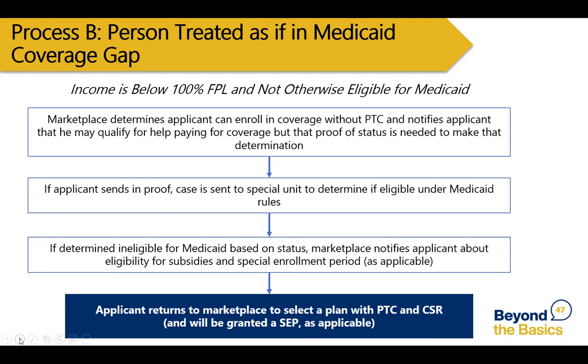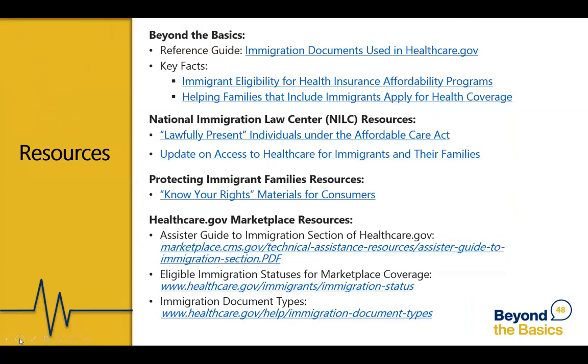If the person is determined ineligible for Medicaid based off of their immigration status, then the marketplace notifies the applicant about eligibility for subsidies and will also provide a special enrollment period if the individual needs one to enroll at that point in time. So the applicant returns to the marketplace, and they select the plan with a PTC and CSR. So that is how it goes. Next slide, please.